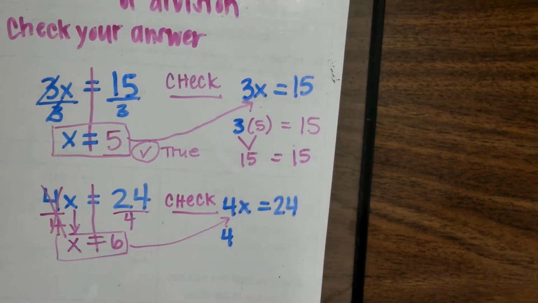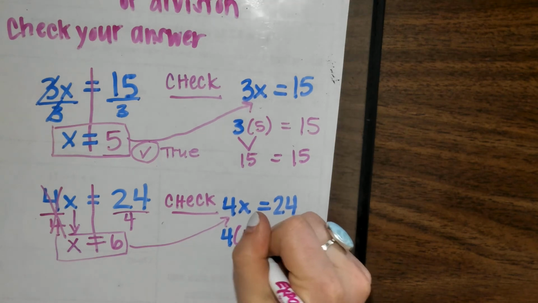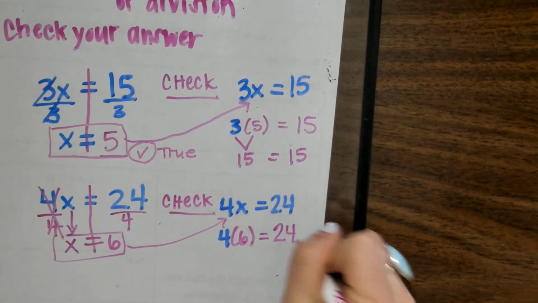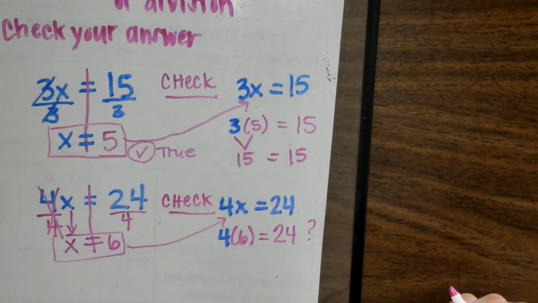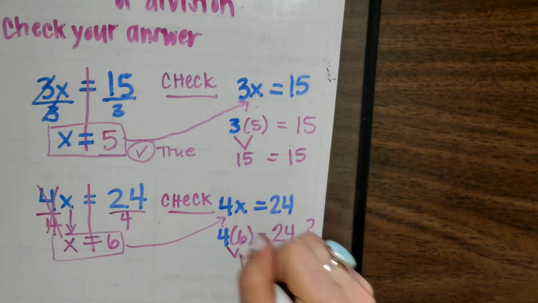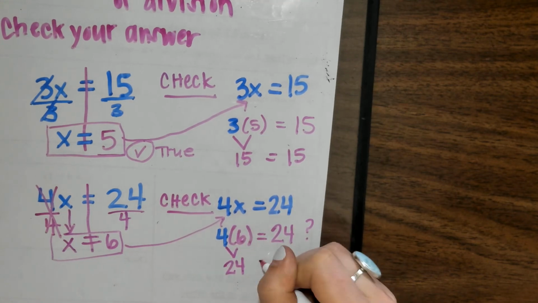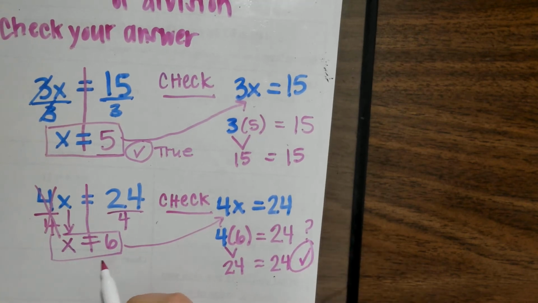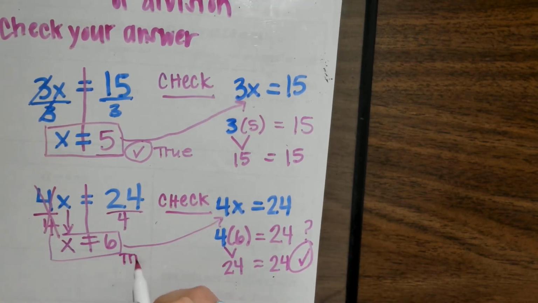And since it's smushed together with x, we're going to multiply that 4 by the 6. That's the number we're testing. And we're going to see, does it equal 24? Well, let's see, when I count by 4s 6 times, I do get 24. So does 24 equal 24? Yes, it does. So that means this 6 is a true solution. It is a solution. Okay?